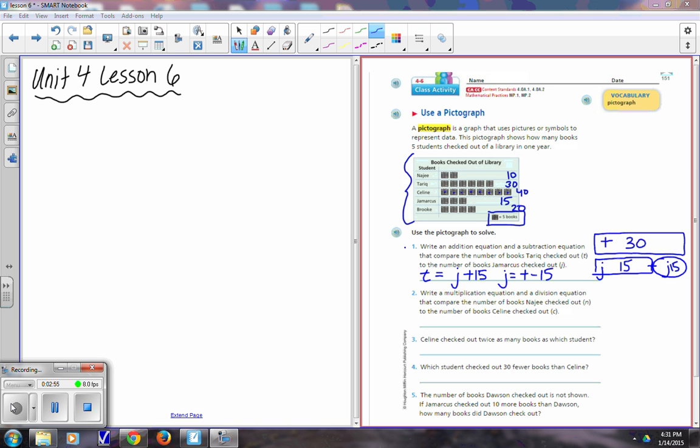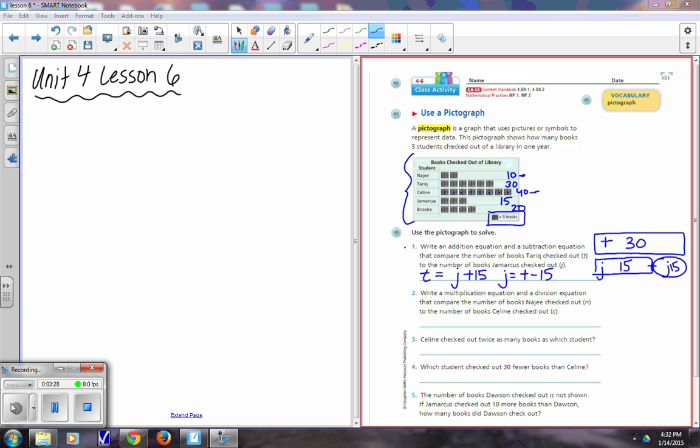So now it wants us to write a multiplication equation and a division equation that compare the number of books Najim checked out, N, and the number of books Celine checked out, C. So Najim checked out 10, because I see that in my chart, and Celine checked out 40. I know some of you are already like, well, it's 4 times because 10 times 4 is 40. You're right.